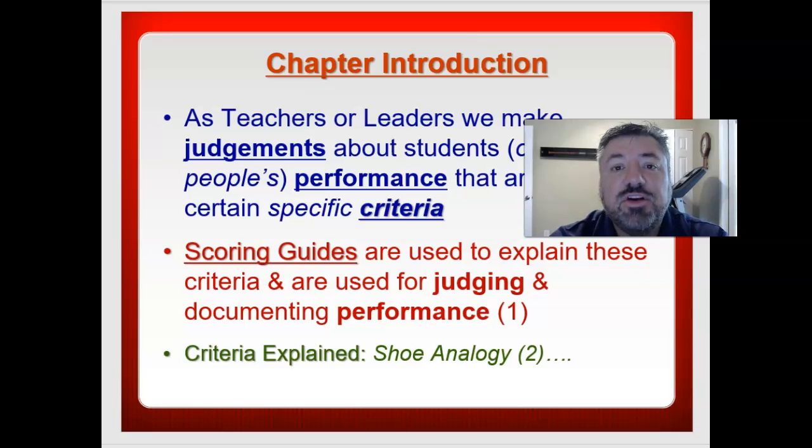But there's going to be different criteria we score people on. What about scoring guides? Scoring guides are used to explain criteria and are used for judging as well as documenting performance. Scoring guides can take many forms. We'll discuss things such as a checklist, a point value checklist, and a rubric. All right, most of you have seen most of these in the past, might just not know exactly what category they fit in.